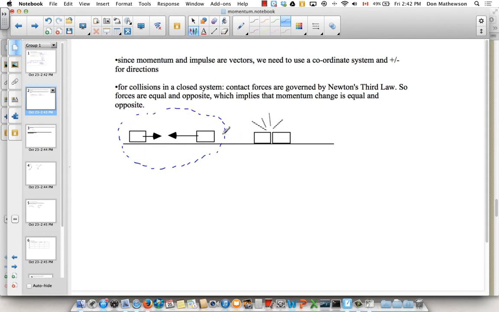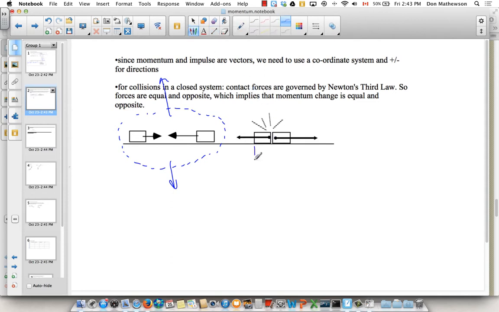A good example of that is masses on a frictionless surface, because there will be a normal force from the surface and there will be a weight, but those will cancel each other out, and therefore the only forces are internal forces, the forces between the two objects, and those are always going to be governed by Newton's third law. So when these two things collide, there'll be an action force, and there'll also be a reaction force, and those two will always be equal to each other in magnitude and just opposite in direction.